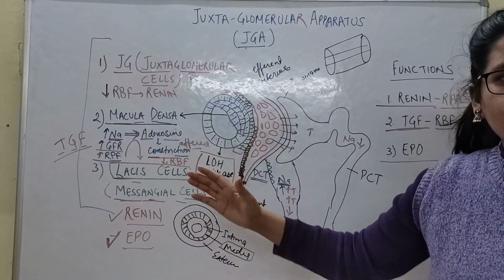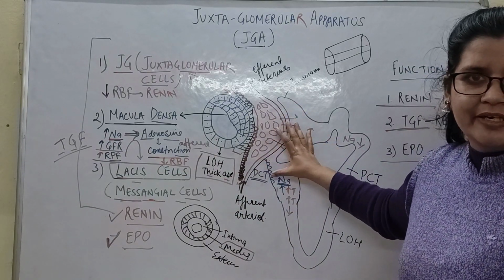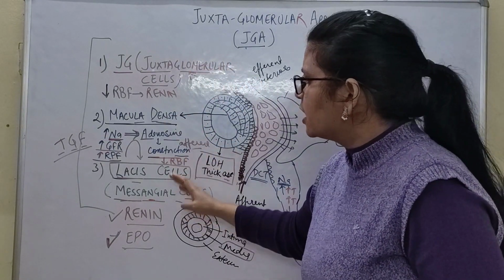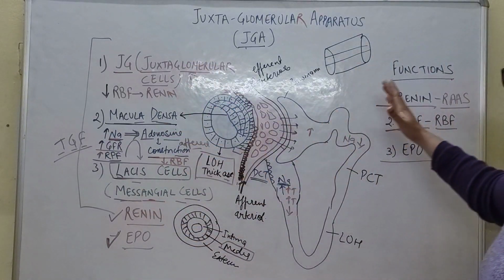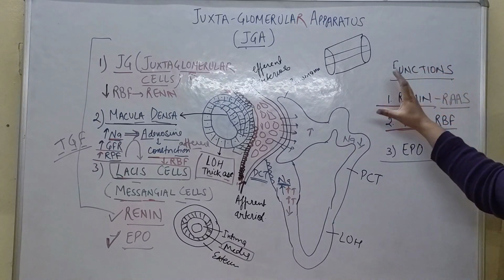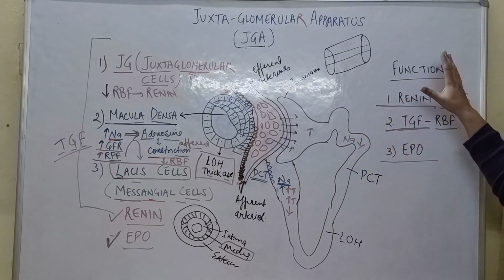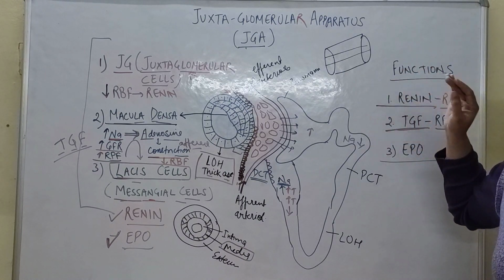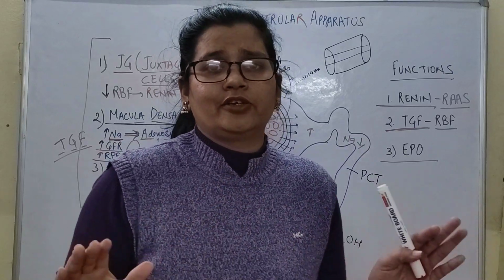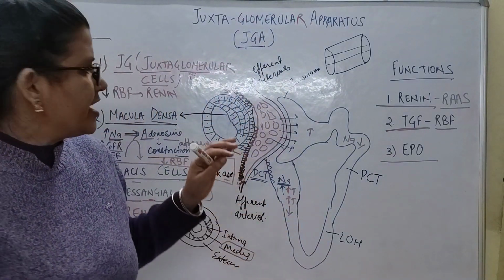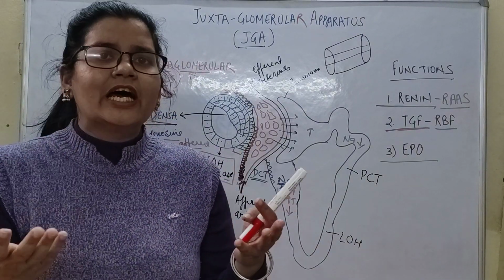If asked in the exam, you have to draw the JG apparatus. You have to label the 3 cells and the functions of these 3 cells. And at last, separately, mind it, separately, you have to list the functions of this JG apparatus under the heading functions. This way, if you answer a question, nobody can cut your marks. This is very simple, very easy, and I think there is nothing difficult, right? If you have any doubt, you can comment below.